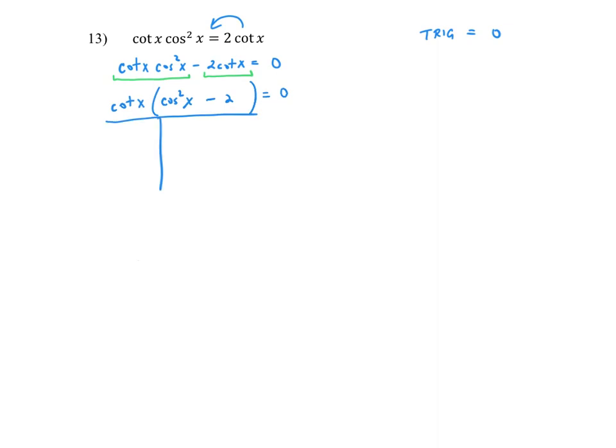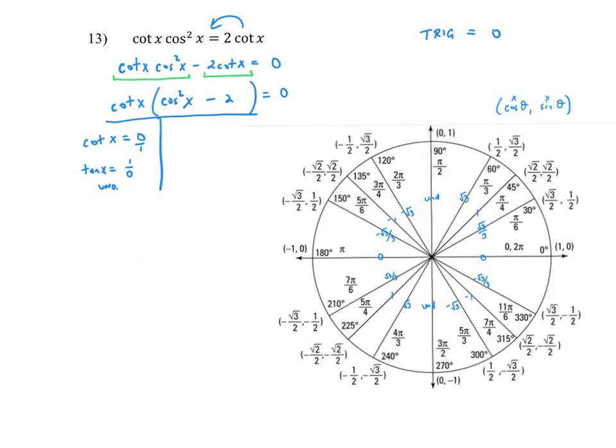Tea time! Over here we'll get cotangent of x equals 0. There are many ways we can handle this side. Way 1. If the cotangent of x is 0, then the tangent of x is undefined. So now we can look for the angles where the tangent is undefined. That would be pi over 2 and 3 pi over 2.